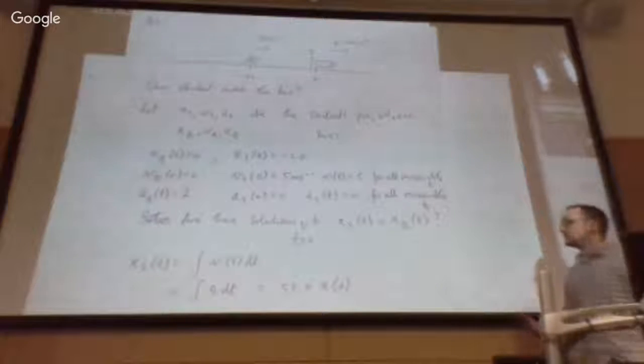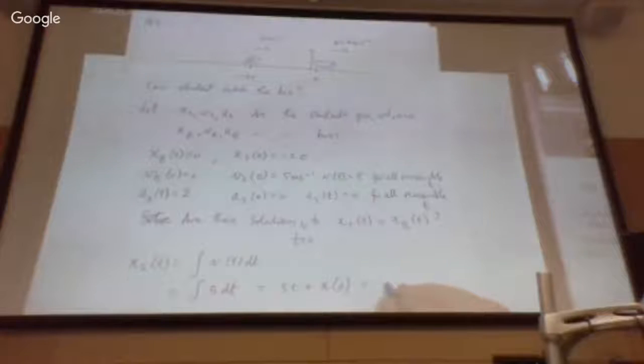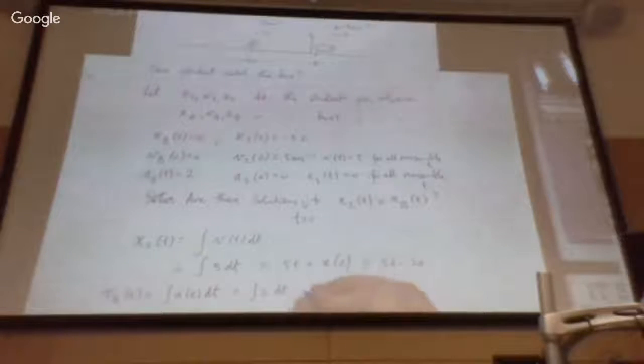The constant is going to be, of course, the initial value of x, which is minus 20. So this is 5t minus 20. The velocity of the bus at time t will be the integral of acceleration, which is the integral of 2, integrating a constant acceleration of 2. So this will be 2t plus the initial value of v, which is 0. So the velocity of the bus at time t is 2t.